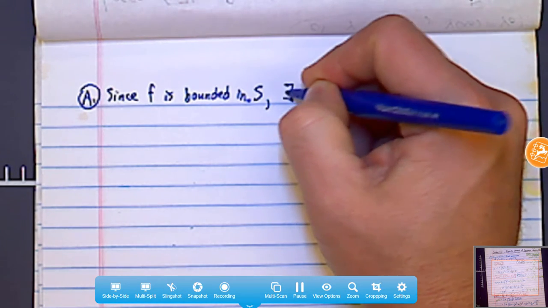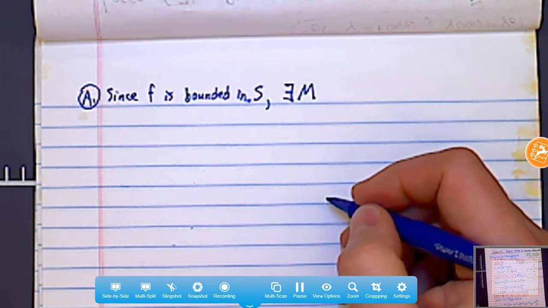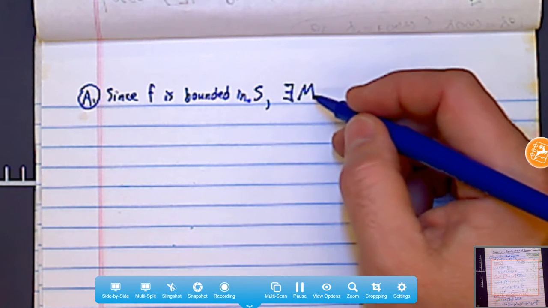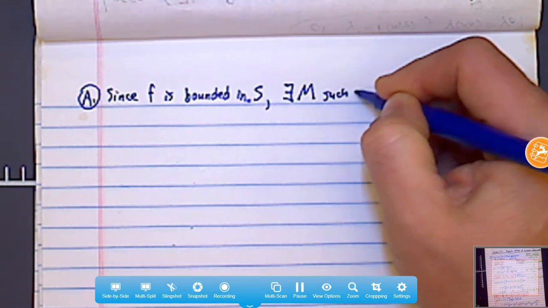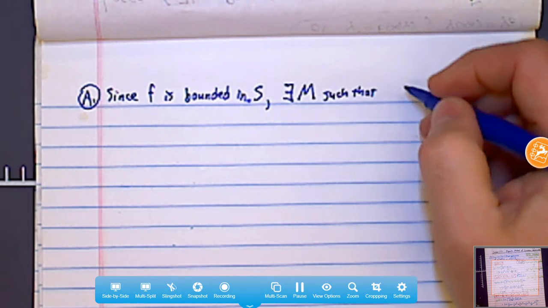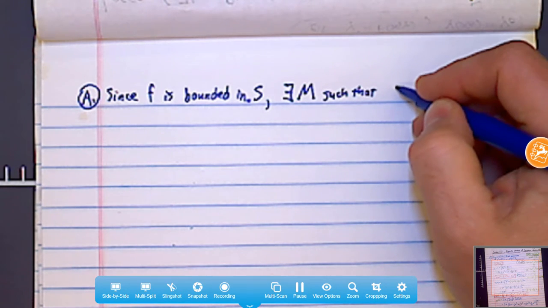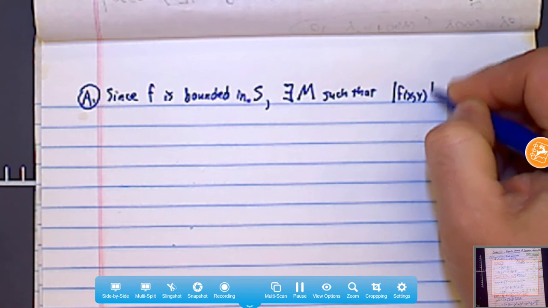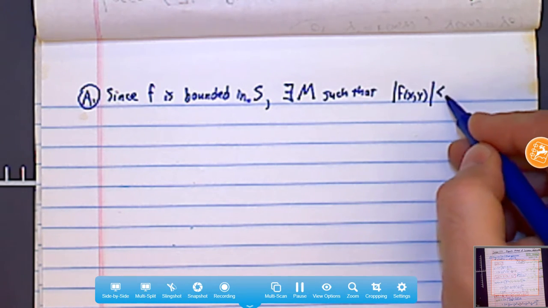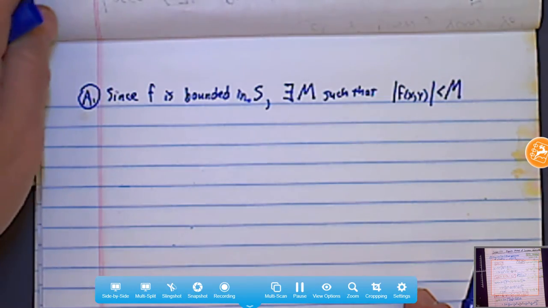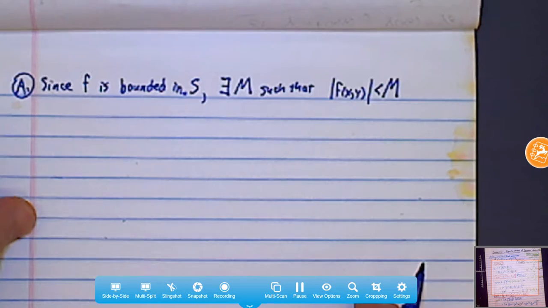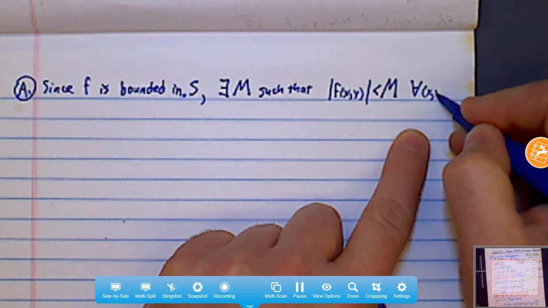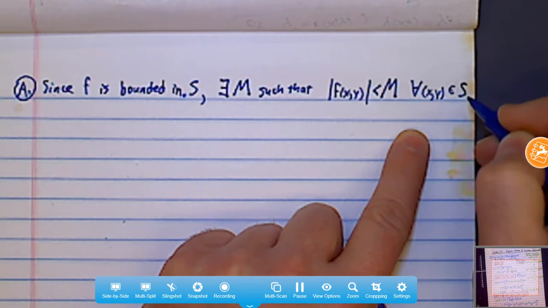Can I write this, guys, for shorthand? What's that mean? There exists a number M such that, all right, I'm going to use shorthand again just because I want to squeeze it in here, absolute value of f of x, y is less than capital M for every point (x, y) in S.